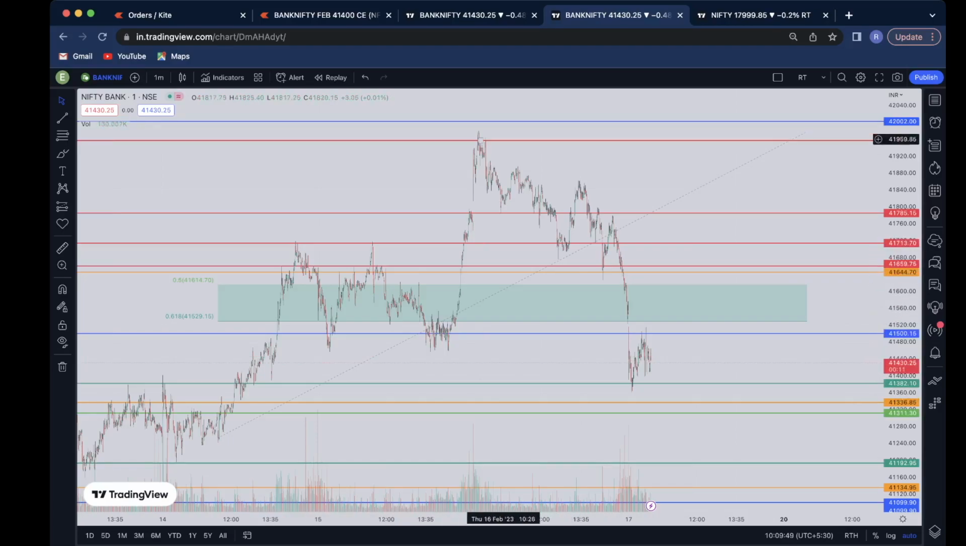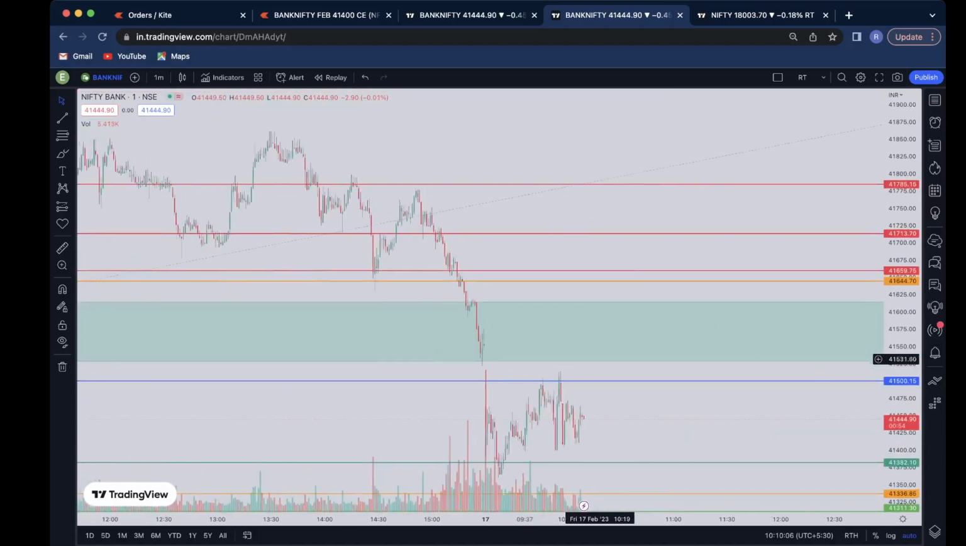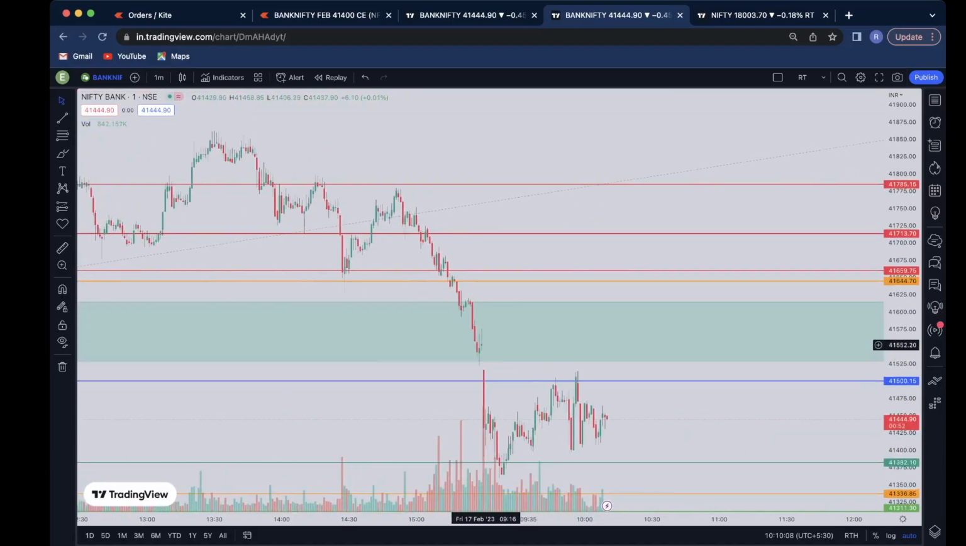So the market also gave a breakdown of this psychological level 41,500, which also acts as a neckline for a head and shoulder. Now you may ask, there is no right shoulder here, but even a single green candle can sometimes act as a right shoulder, right? So I usually consider that also.